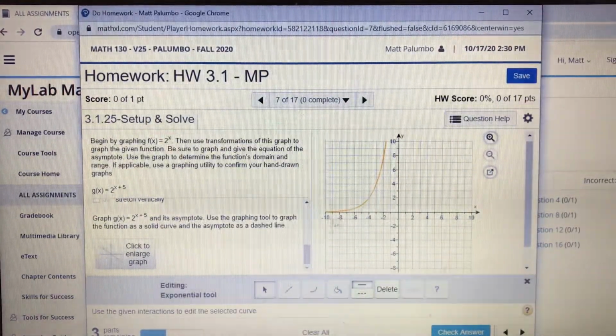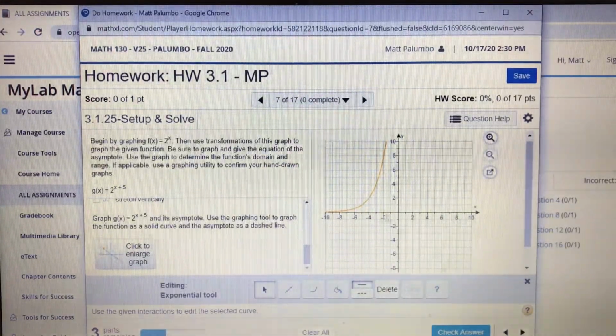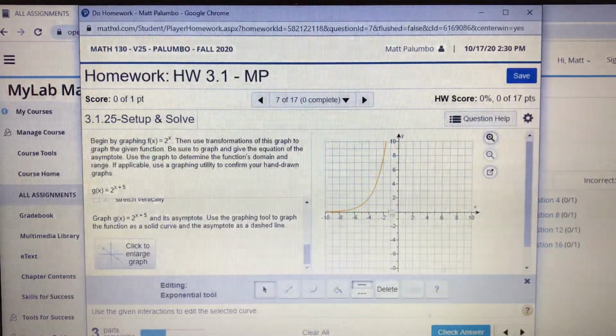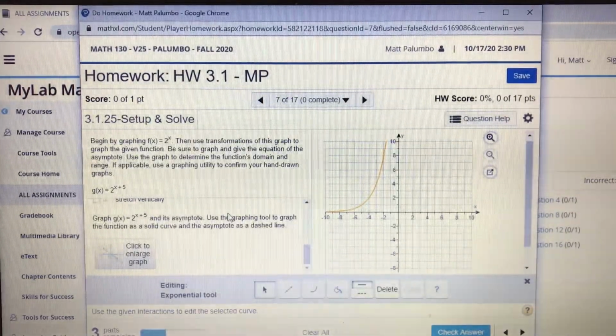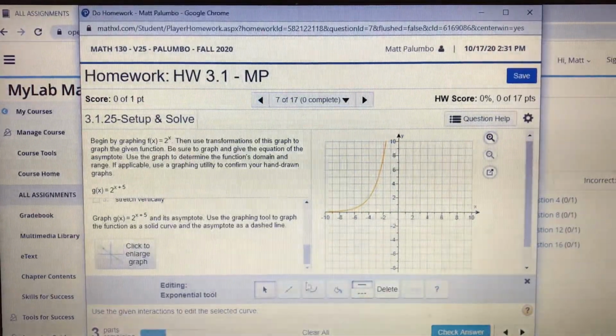But we also have an asymptote. Our asymptote was down here at 0. And that means that this graph never goes below 0. As far back to the left as you can go, it's going to get closer and closer to 0. It's going to get really close to 0, but it's never going to hit 0. So we need to do the asymptote.